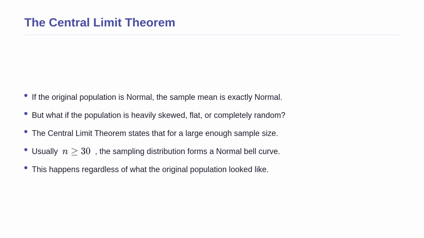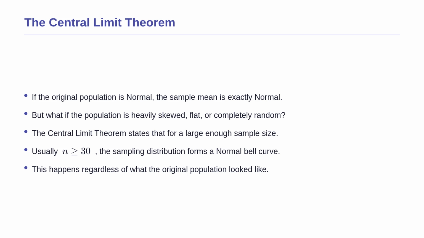We have seen what happens when the population is normal. But what if it is not? It might be heavily skewed, flat, or completely random. This is where the most magical rule in statistics, the central limit theorem, comes to our rescue.